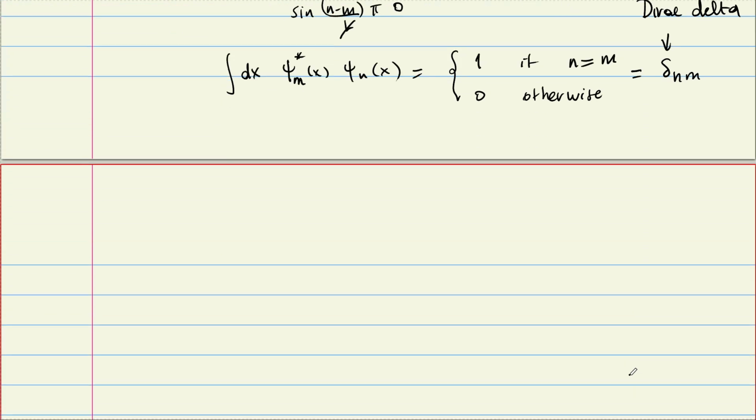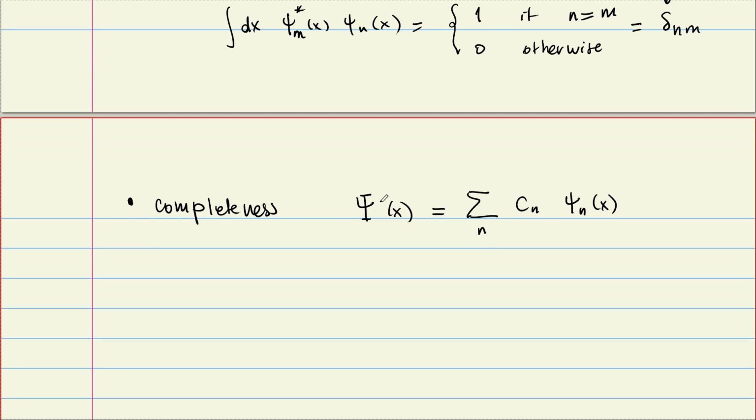And from this, we can show something called completeness. Any function psi of x, an arbitrary function, can be written in terms of these functions I found, the sum of Cn psi n of x. How do I prove this? I can just multiply both sides with psi m star of x and integrate.